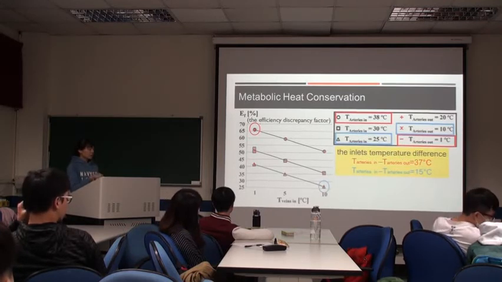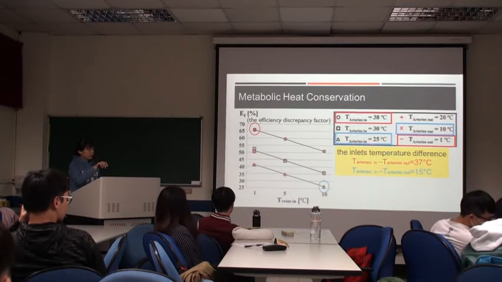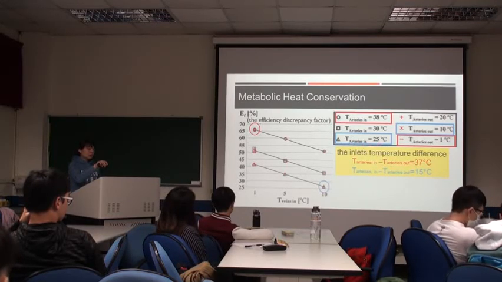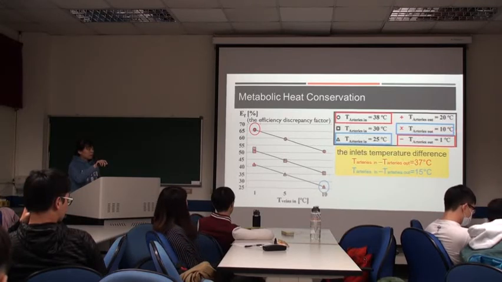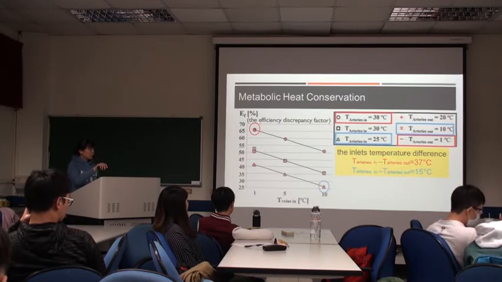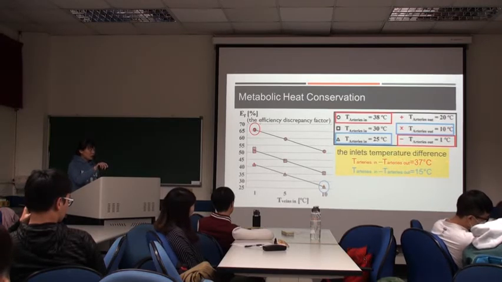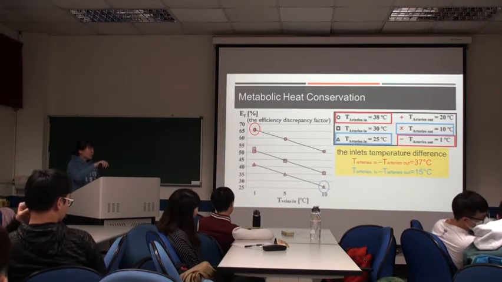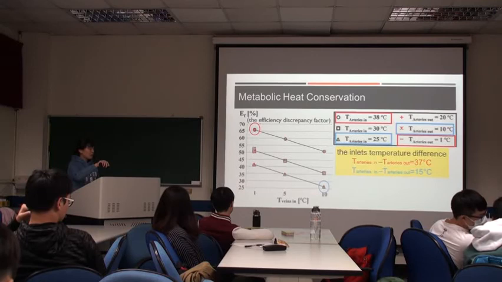And in this condition, when the temperature of blood which flows into the arteries is 25 degrees Celsius, and it becomes 10 degrees Celsius after it flows out, the inlet temperature difference is 15 degrees Celsius, and the efficiency discrepancy factor is 25%.